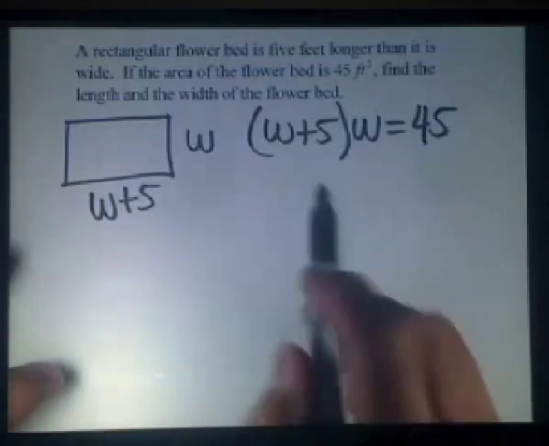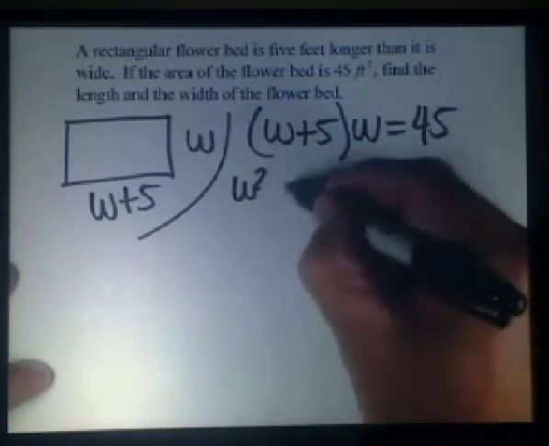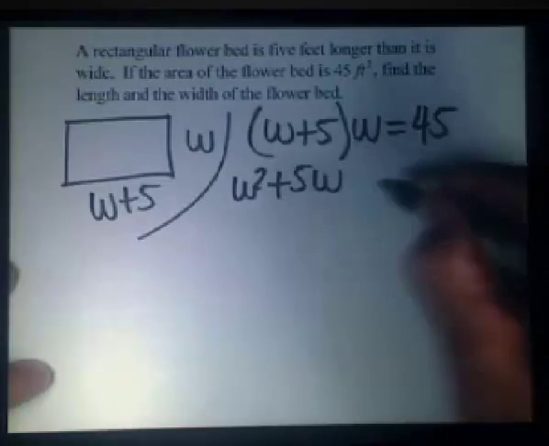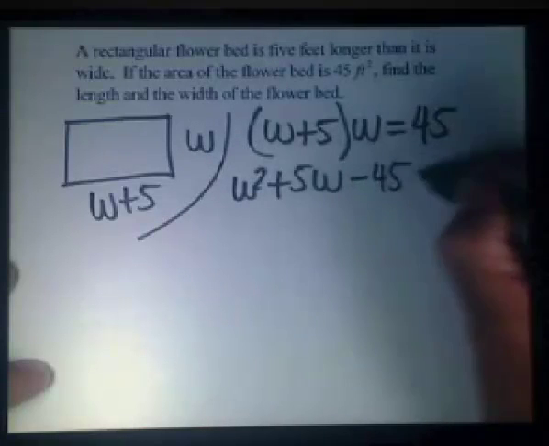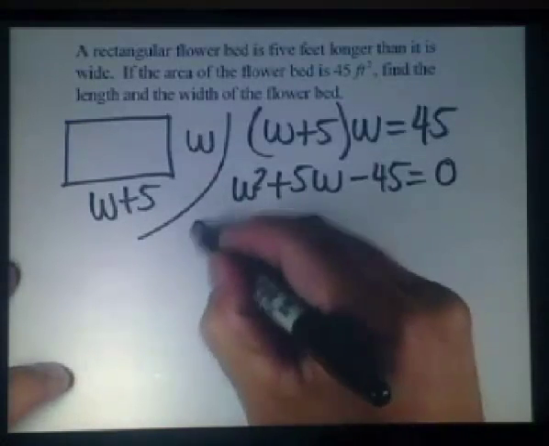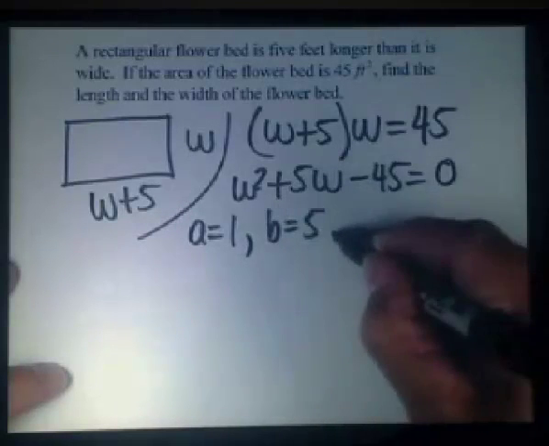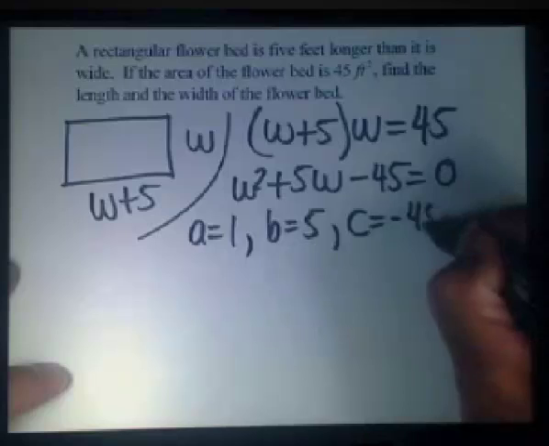We'll know it's quadratic once we distribute the W through. So from that, we get W squared plus 5W, subtracting the 45. We'll put our equation in standard form. So what we'll now do is take this, plug it in the quadratic formula. A is equal to 1, B is equal to 5, C is equal to a negative 45.